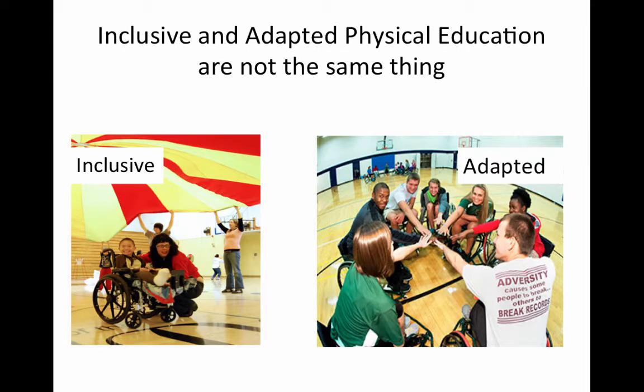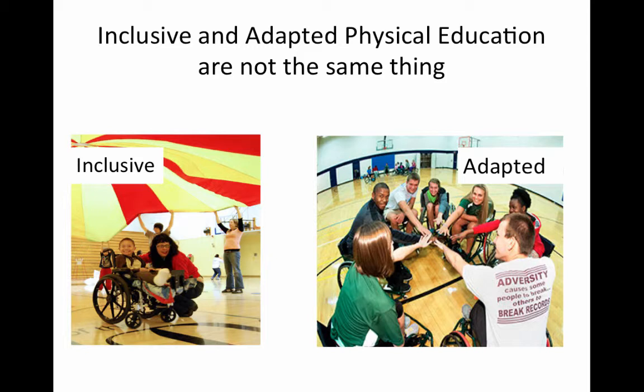In an inclusive setting, you have an instance where individuals both with and without disabilities are being educated together. All are active and all are engaged in the lesson. The example on the left in the picture shows an inclusive physical education class. You can see there's one student in a wheelchair and 3 students on the outside of the parachute, holding onto the parachute, who don't have disabilities.